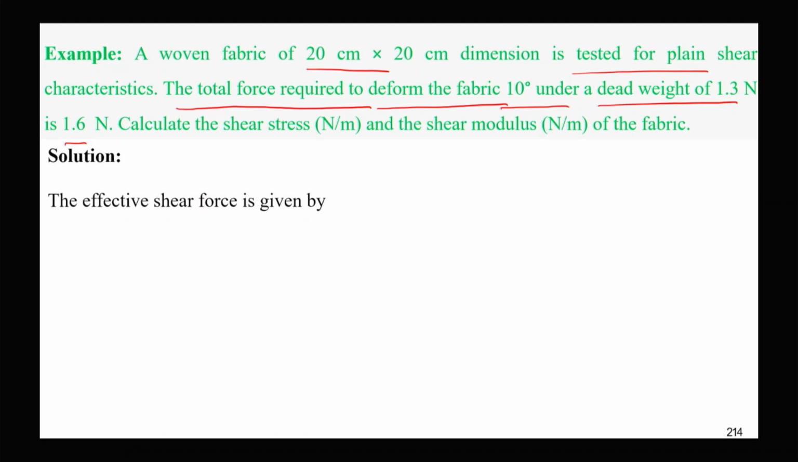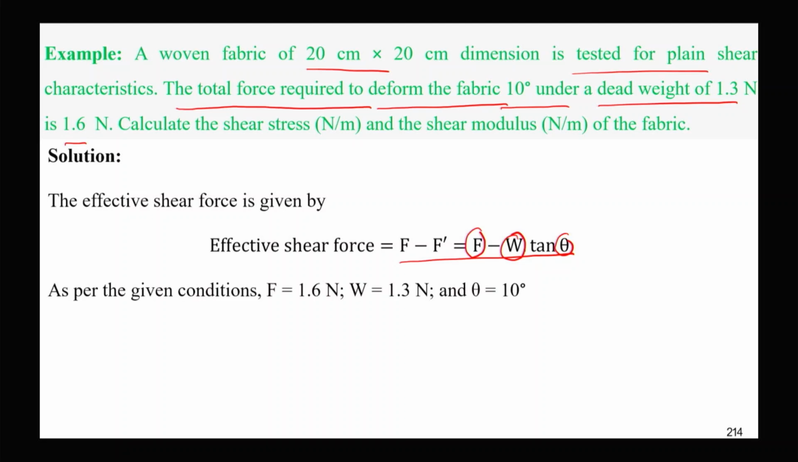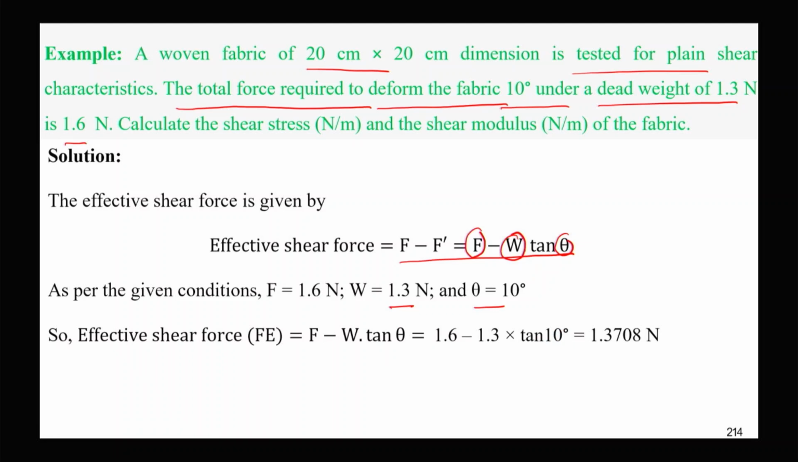So let us calculate. The effective shear force is given by this relationship, where F is the total shear force required, W is the dead weight and theta is the angle. So the total shear force is 1.6 Newton, W is 1.3 Newton, theta is 10 degree. From this we can calculate the effective shear force: 1.6 minus 1.3 multiplied by tan 10 degree becomes 1.3708 Newton. So that is the effective shear force.